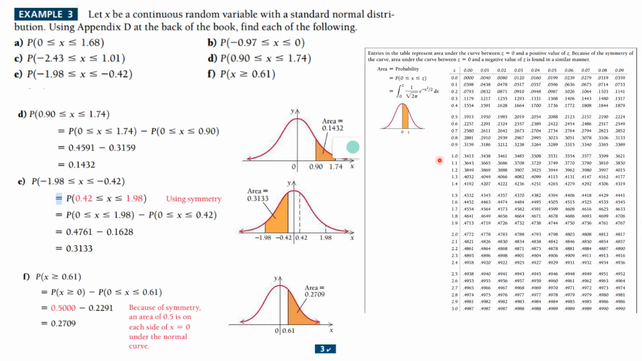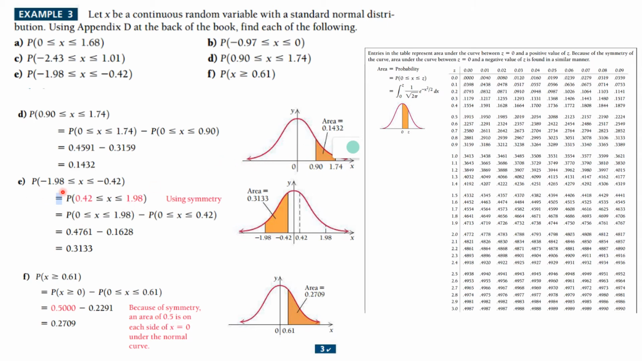And that is going to be, we will go up here to 0.9, and we will see that it is this number. It is 0.31. Let's see, that is going to be, yes, 0.3159. And so we subtract those two areas to get the net area we want, and this is 0.1432. Make sure you understand these examples because we're doing some clever things.